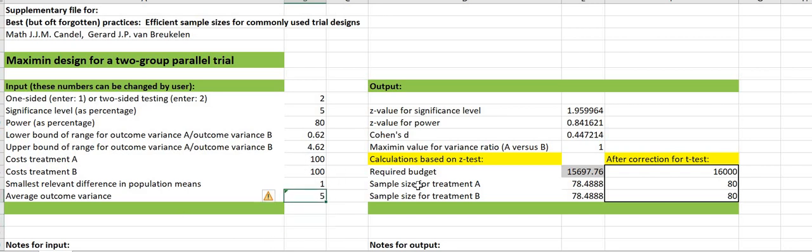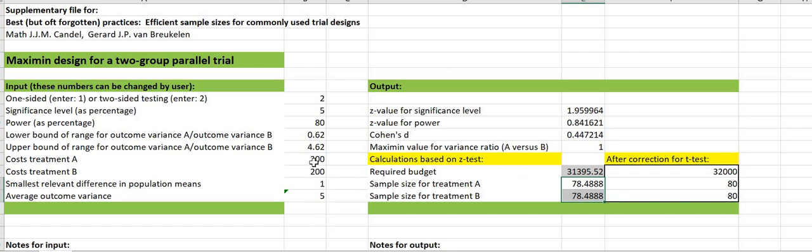Just power calculation. I'm going to show you a quick thing here. So if the cost of treatment A and the cost of treatment B is the same, the sample size remains the same, 78.5. So if I have 100 here, still 78.5. If I have 200, still 78.5. The budget increases because the cost is more per participant. But the sample size stays the same because this is what you would get from a standard power calculation.